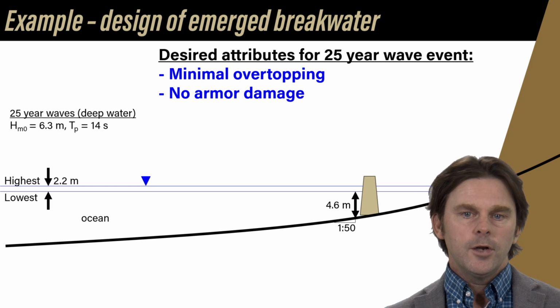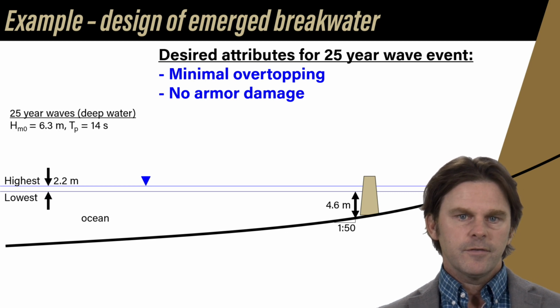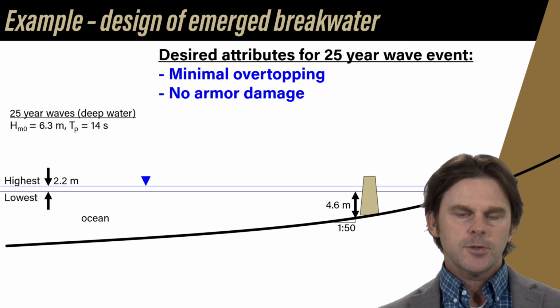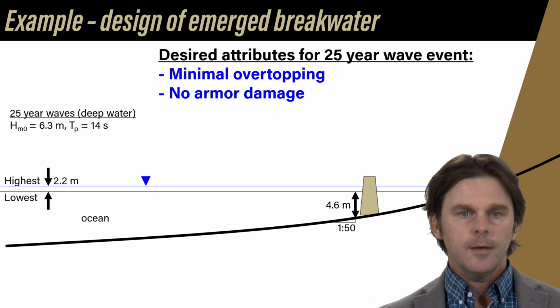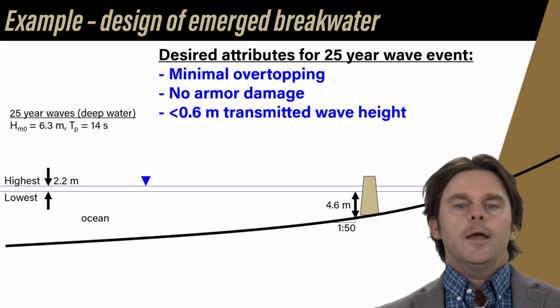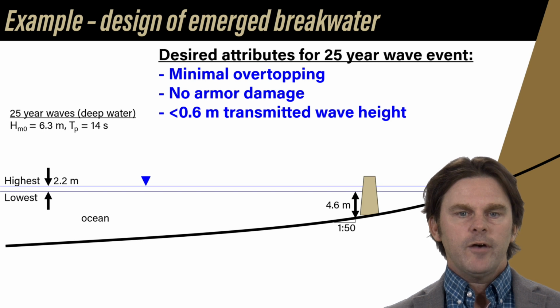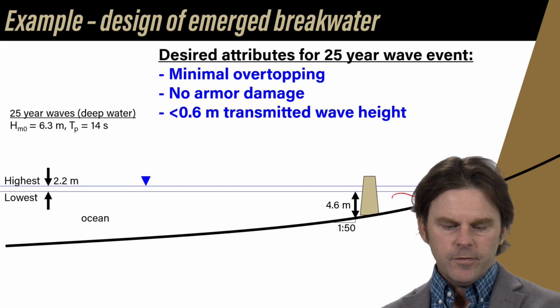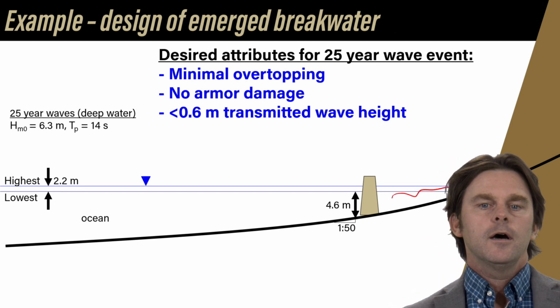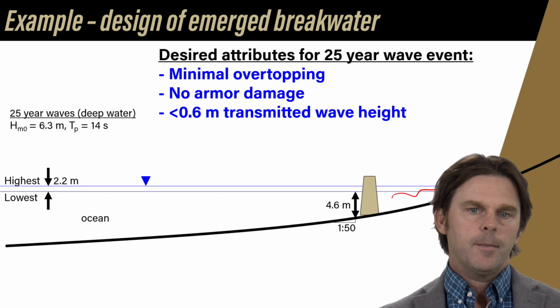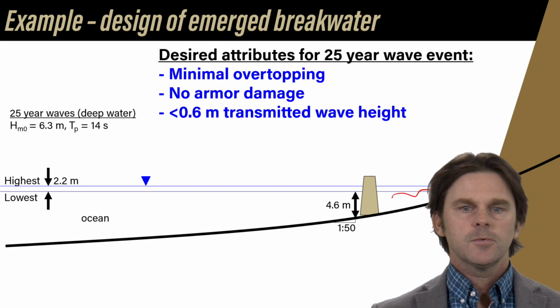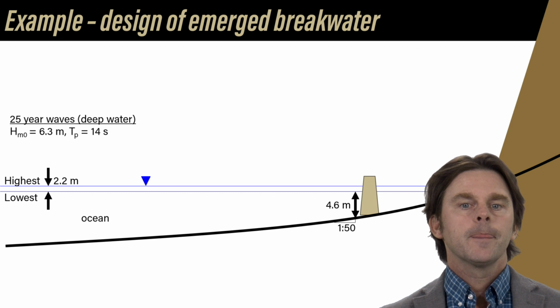We're going to say we want no armor damage at all, so 0 to 5% damage. So remember, damage means displacement, so we don't want any movement of the armor. And we're going to require a wave height on the other side of the structure, so over here on the transmitted side, of less than 0.6 meters. And that may be because of navigational constraints within a harbor or something like that.